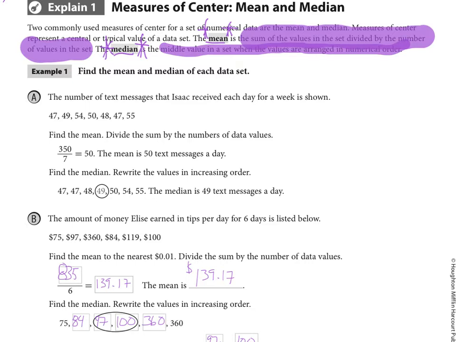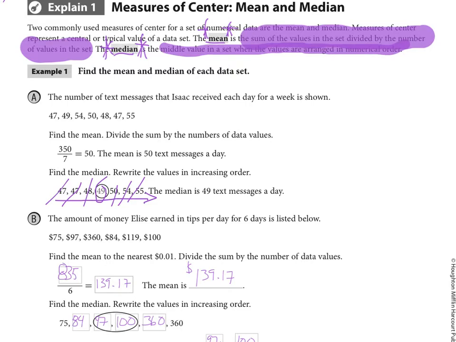So they give you 7 numbers. First you total them up, divided by the 7, you get a mean of 50. And then when you order them, and this is an important note, notice that they are ordered from lowest to highest. The middle number, right, you can cross out those two, then cross out those two, then these two. The middle number left is 49. So the median is 49 messages per day.